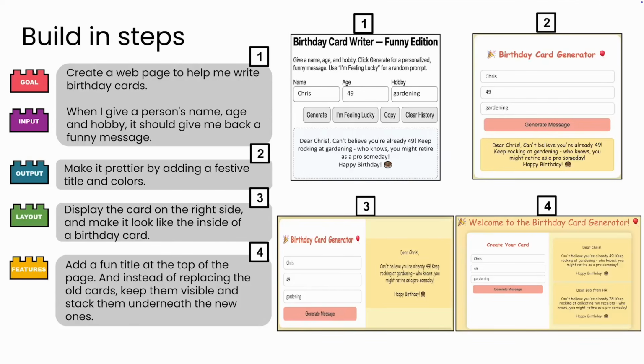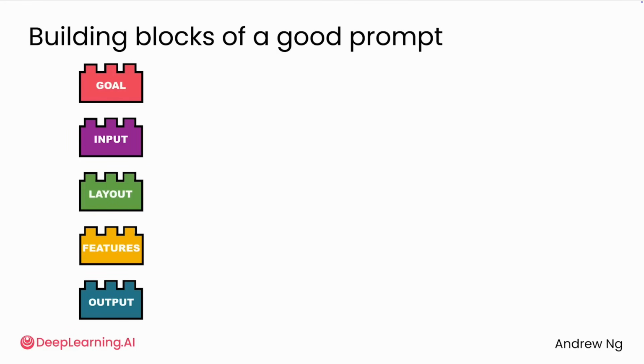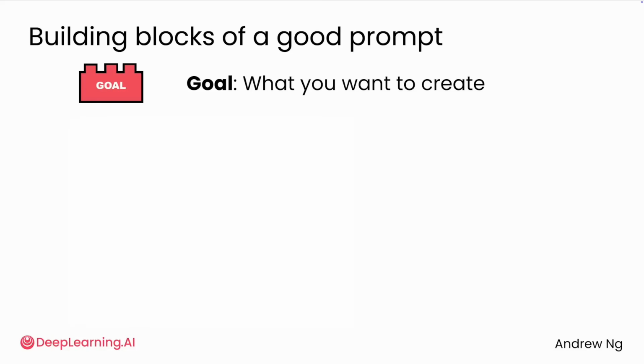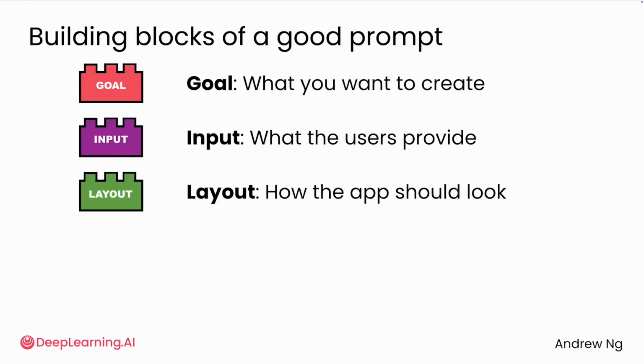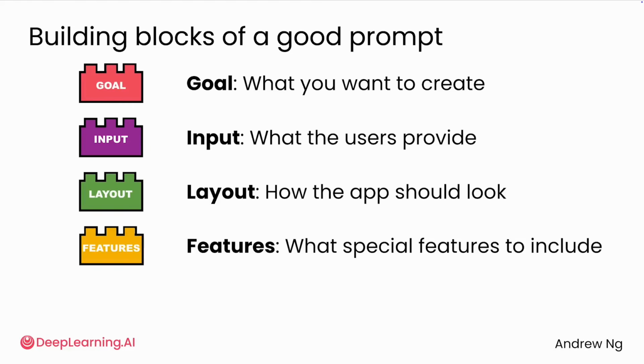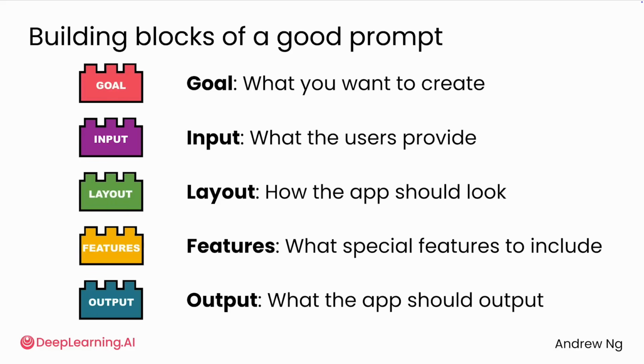There are many ways to write good prompts, but as you start your journey of telling AI to build software for you, I encourage you to consider these 5 building blocks as common pieces that you might choose to include in the prompt. That is the goal, namely what you want to create, what input the user will provide, what is the layout of the software app, what special features you want it to have, as well as what you want the software to output.